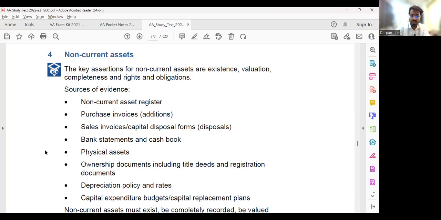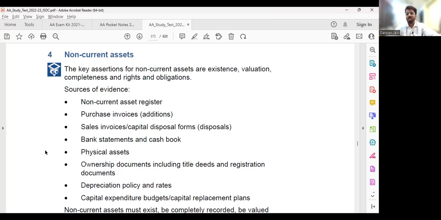Next, physical assets. The fixed assets which are physically there are again a source of evidence for you, because you can go and physically inspect whether those fixed assets exist or not. So that physical asset itself is one of the sources of evidence.